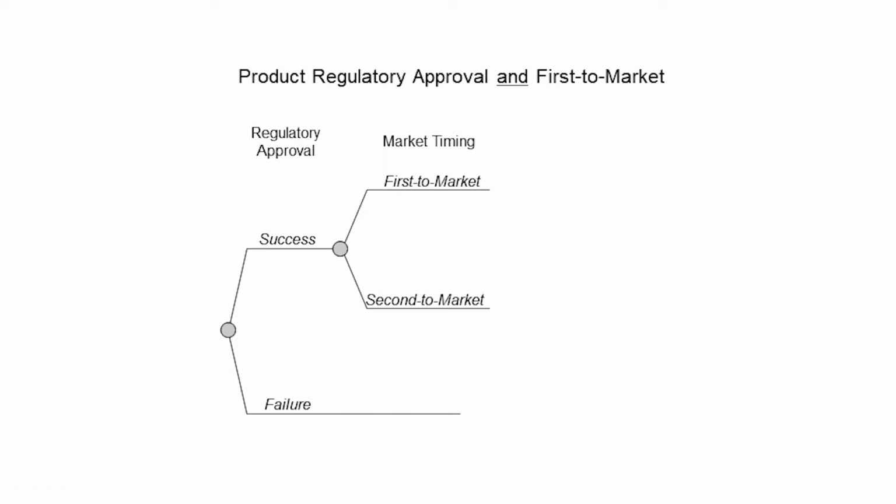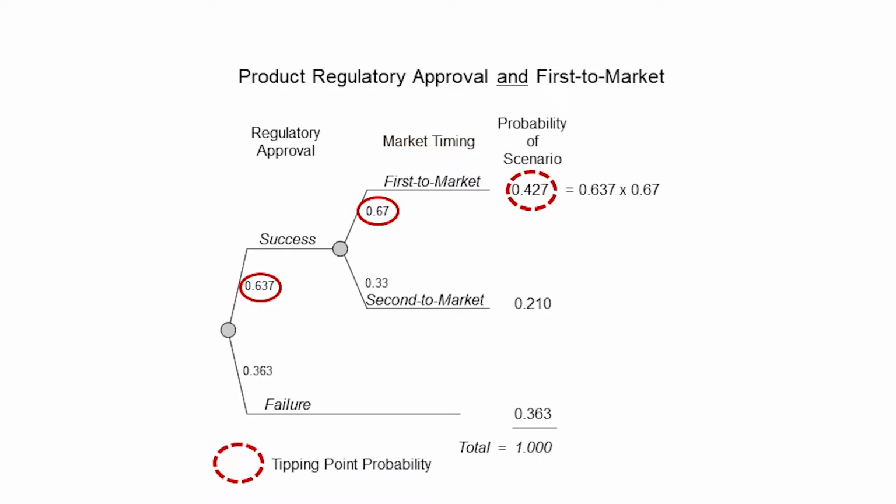Here is another pharmaceutical example where the material consequence includes both regulatory approval and being first to market with a new innovative class of drug. Subject matter experts from within the company, leveraging a simulation model for the drug development process, estimated the probability of regulatory approval to be about 64%, with the timing of product launch resulting in a 2/3 chance, or 67% chance, of beating their competitor to the marketplace. The tipping point probability of regulatory success and first to market is about a 43% chance.